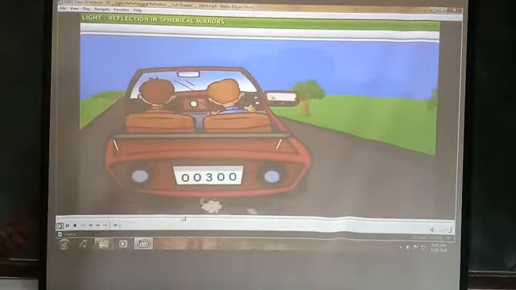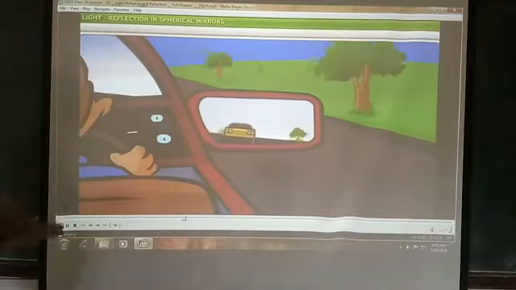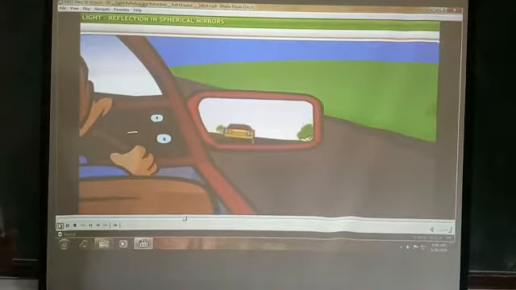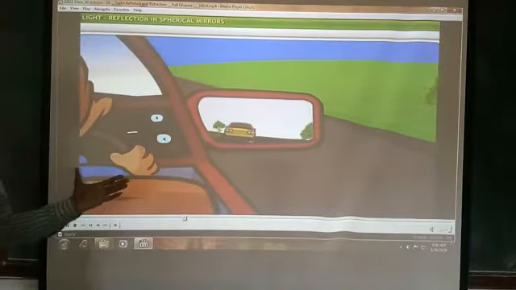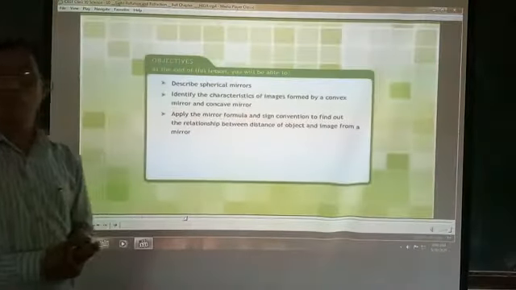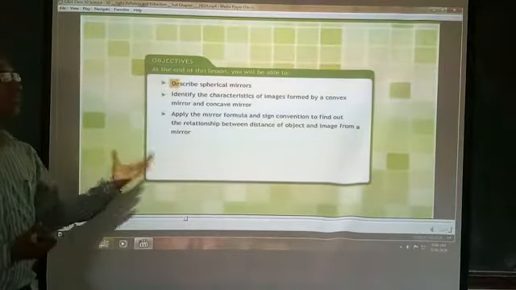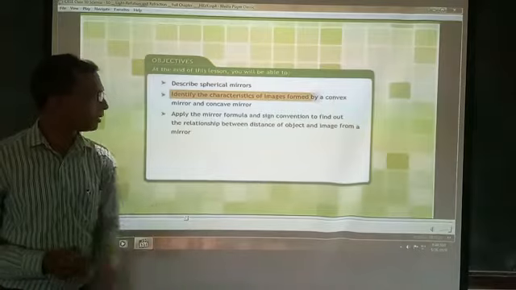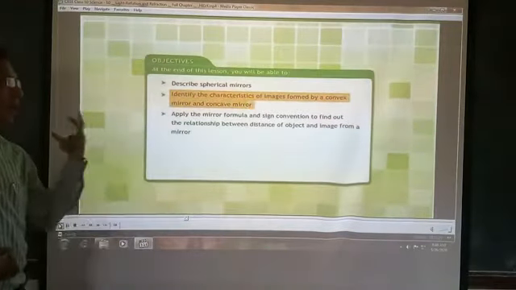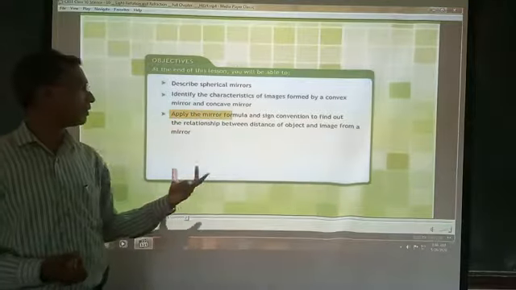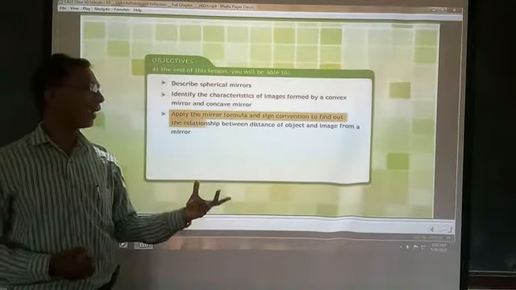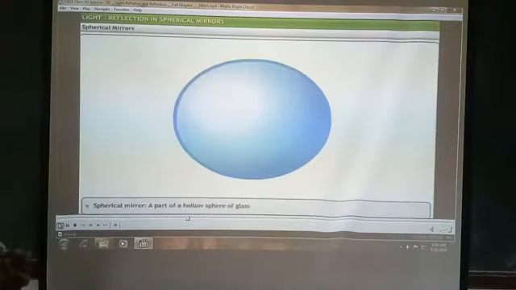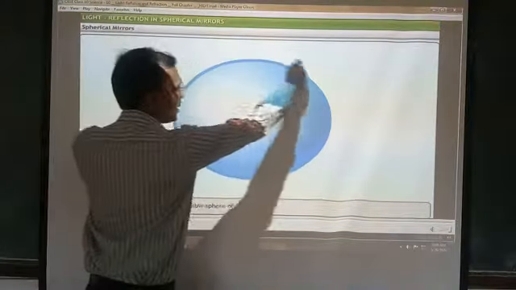Now this type of spherical mirror is generally observed in our vehicles. These are the mirrors we use in a vehicle to observe the right side. At the end of this lesson, we will be able to describe the spherical mirror, identify the characteristics of images formed by convex and concave mirrors, and apply the mirror formula and sign convention to find the relation between the distance of the object and image from the mirror. So here, a spherical mirror is considered as part of a sphere.